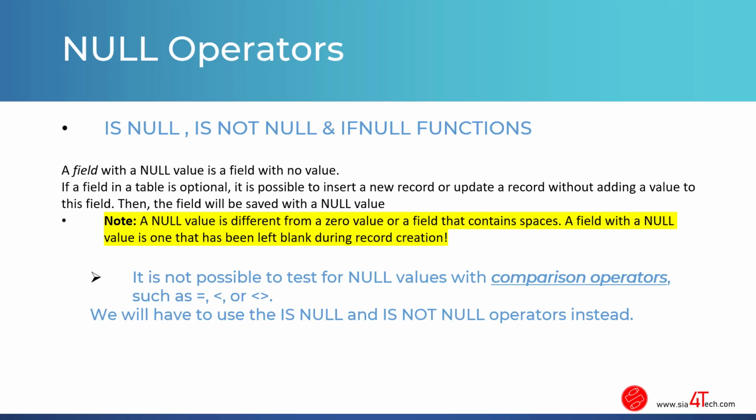Null operator. A field with a null value is a field with no value, and this field is not a zero or even a space. It is simply a blank field. Whenever there is a field in a table which is optional, it is possible to insert a new record or update a record without adding a value to this field. This field will be saved as a null.